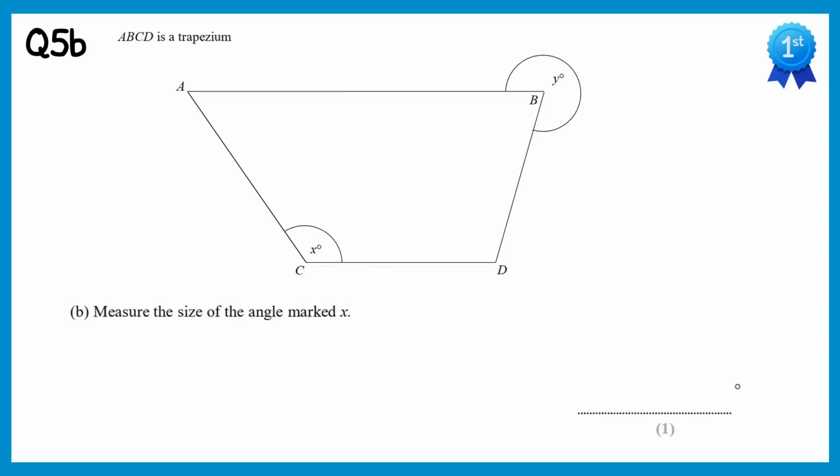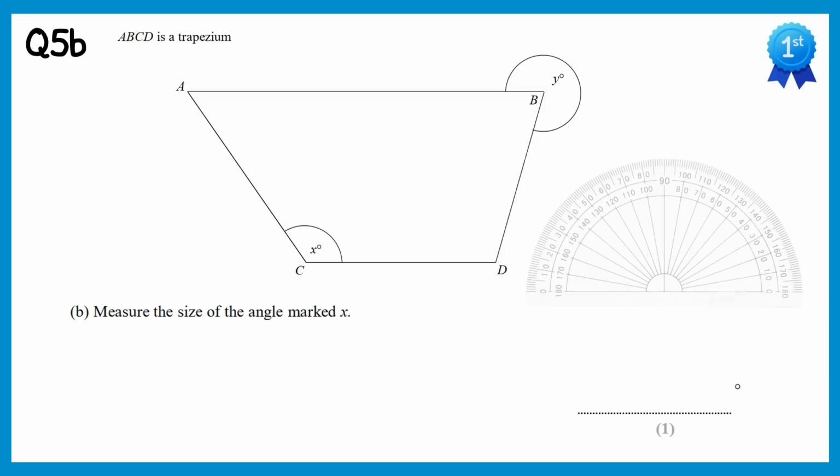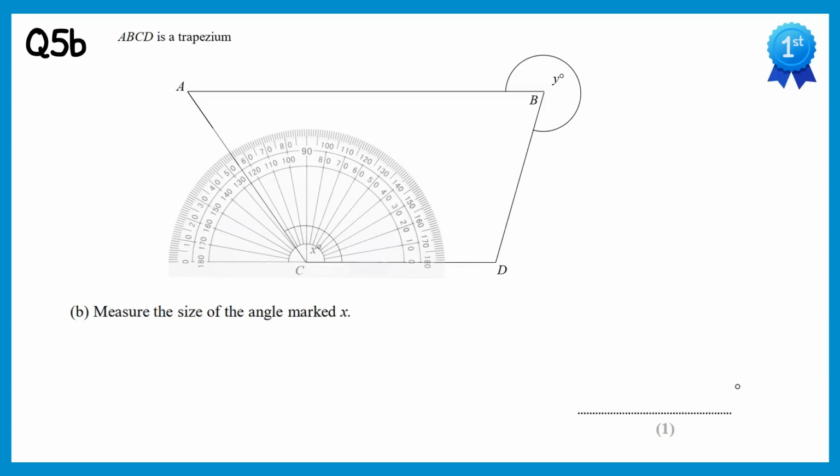For part B, we need to measure an angle. So we take our protractor, place this cross on the protractor onto the angle here, like so, and line up one of the zeros with the lines. You'll notice I've lined up this 0 here, so I'm going to use the inside scale. I'll read around until I reach this line, so using the inside scale, I get the answer 125.